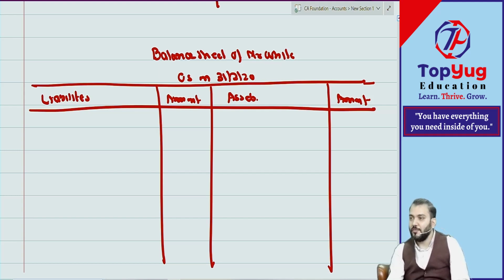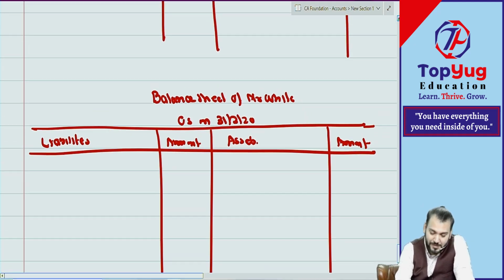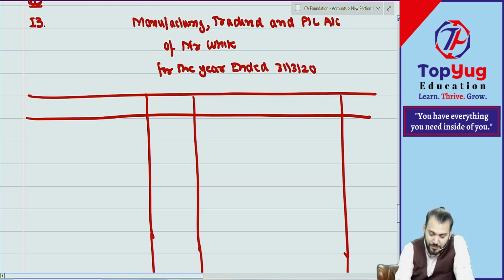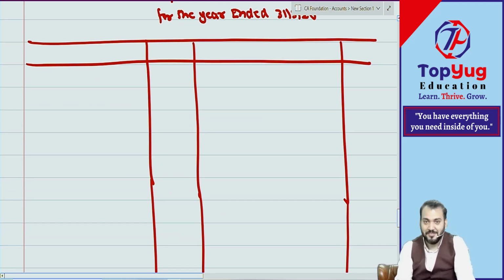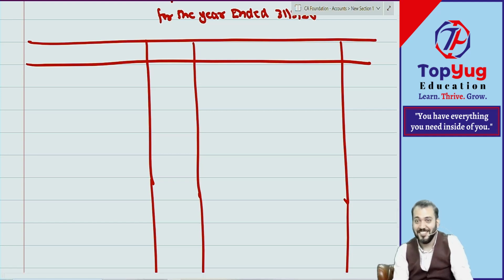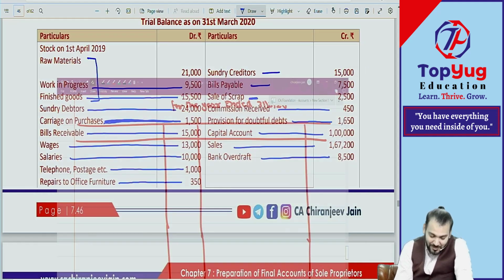Let's see whether I am doing first or you are doing first. Shall we have a competition? Let us do competition. If you win, then what do you want? Chocolate. And if I win, then what do I want? Nothing.